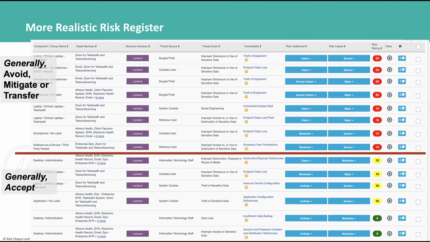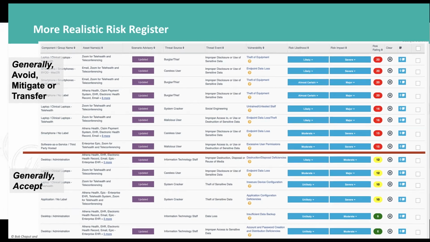And furthermore, as you mature your ECRM program, you'll likely change your risk appetite. You may tighten it up. By that I mean become more risk averse by lowering it from a 15, let's say, to a 12, or let's say to a 10.